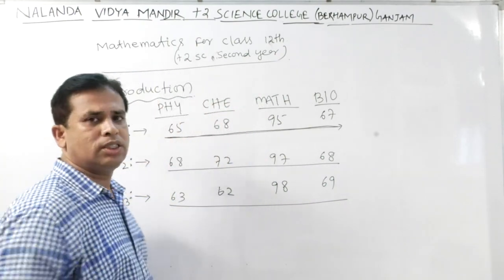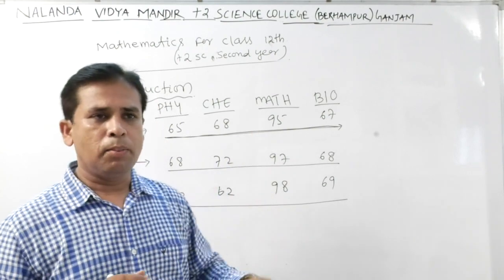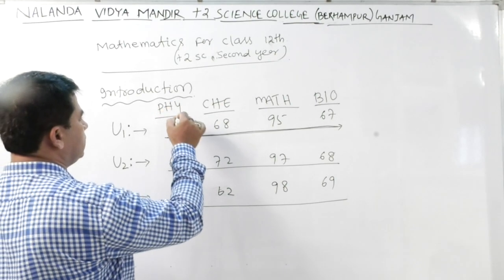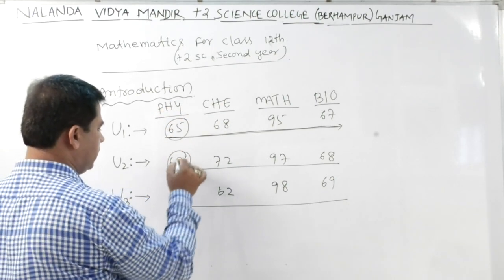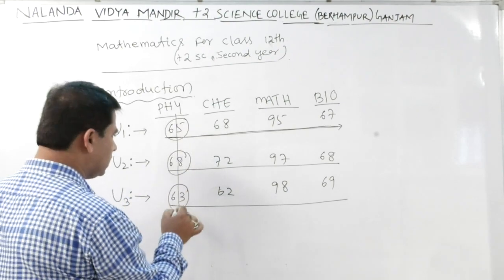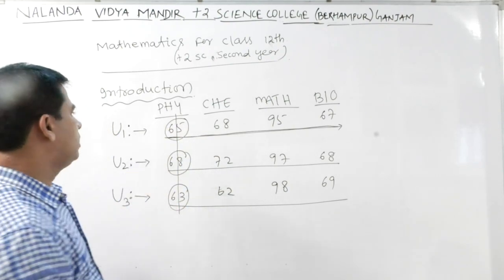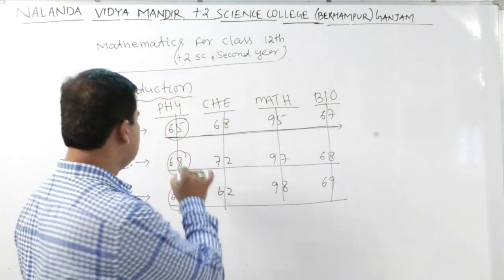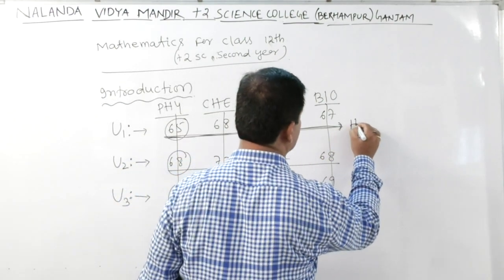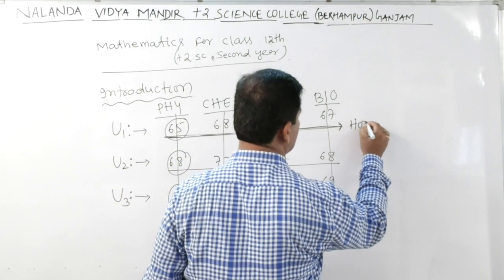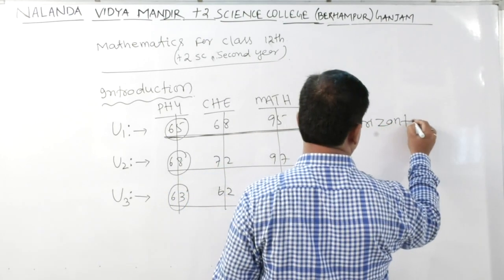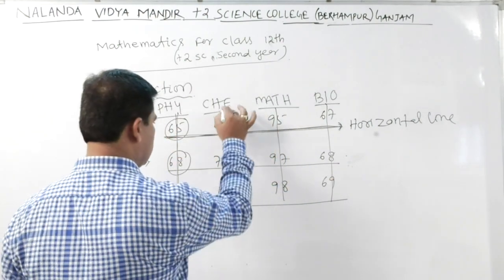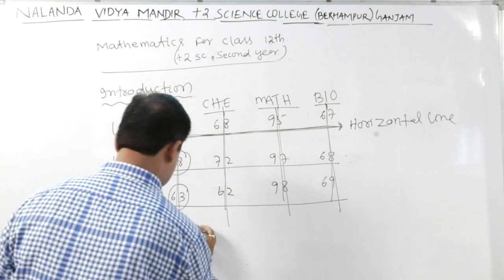The lines of scores within one unit test are known as horizontal lines. And the scores in physics across all the unit tests, 65, 68, and 63, are also arranged in a line, but these lines are known as vertical lines.